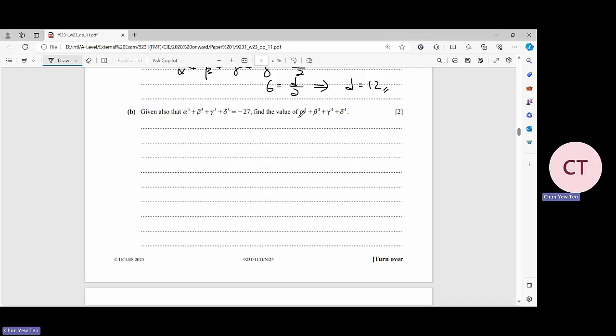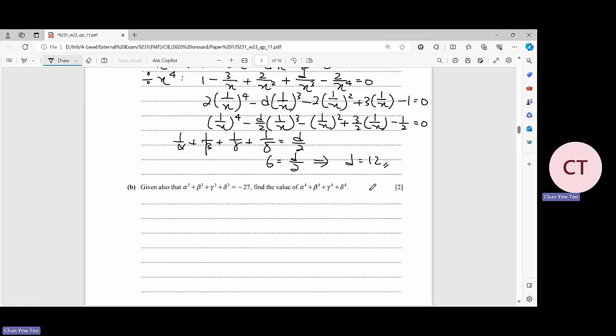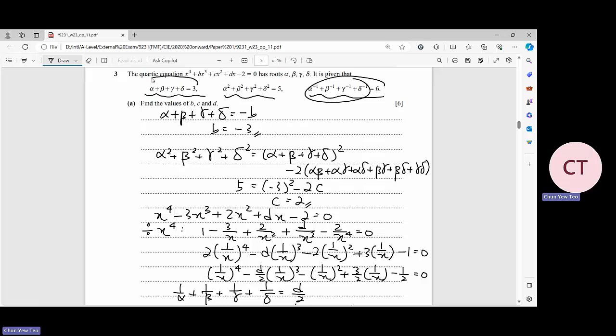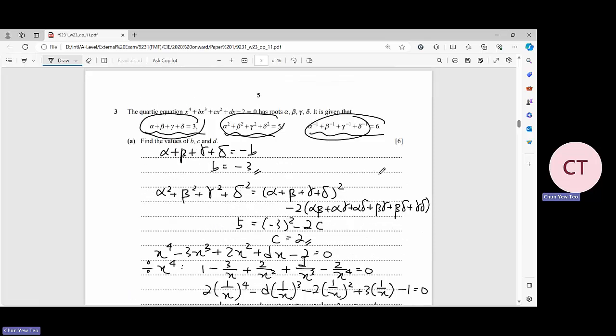Now we move to part B. Given also that alpha cube plus beta cube plus gamma cube plus delta cube equal to negative 27, now we want to find alpha power 4 plus beta power 4 plus gamma power 4 plus delta power 4. So this is actually kind of straightforward. So first of all, we just let Sn equal to alpha power n plus beta power n plus gamma power n plus delta power n. So we already have S1 is equal to 3. This is S1. This is S2. Okay, so S1 equal to 3, S2 equal to 5.